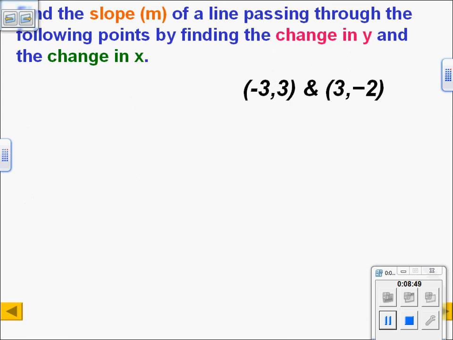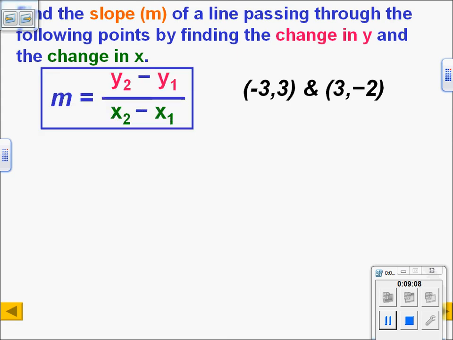Alright, so let's take a look at this example. In this example, we have no graph. It just says find the slope of a line passing through the following points by finding the change in y and the change in x. Remember, the change in y is what goes on top. The change in x is what goes on bottom. This is just like what we were talking about with change in output on top and change in input on the bottom. We were talking about constant rates of change.